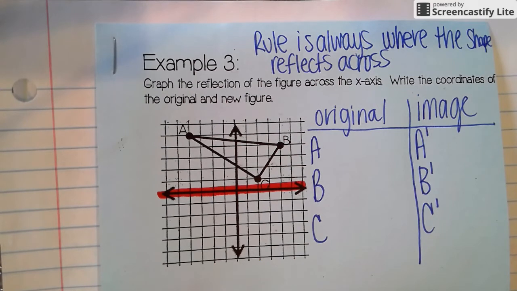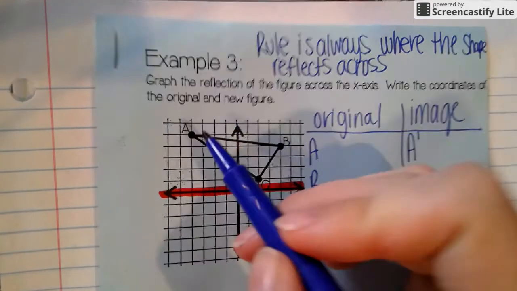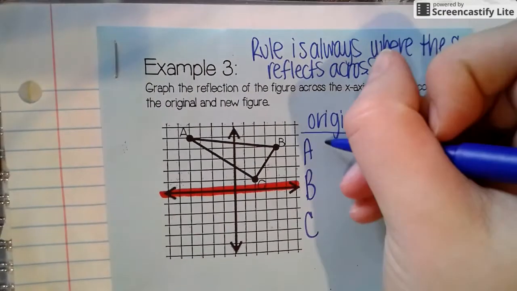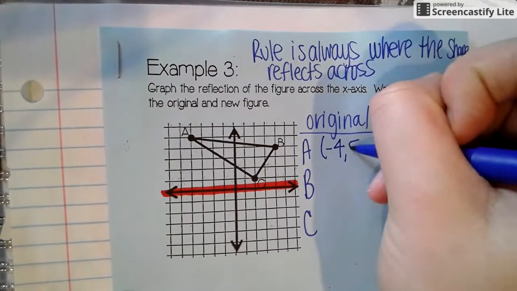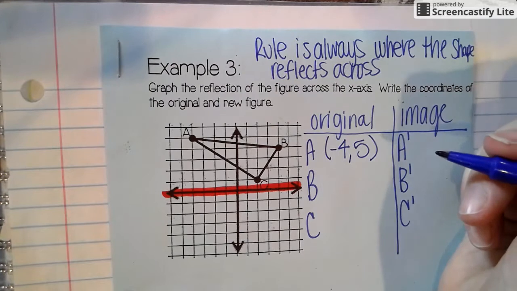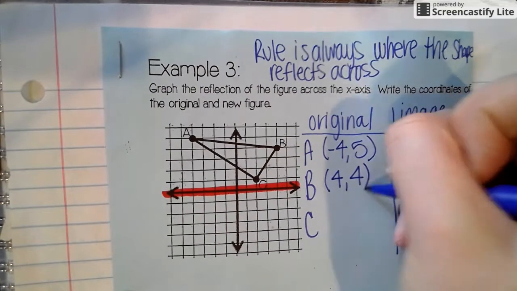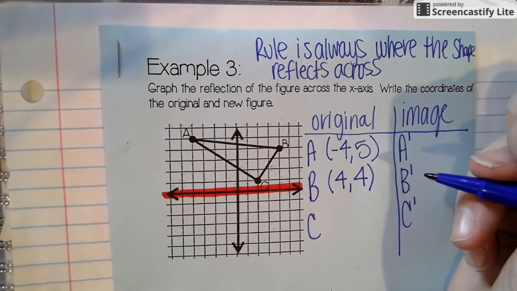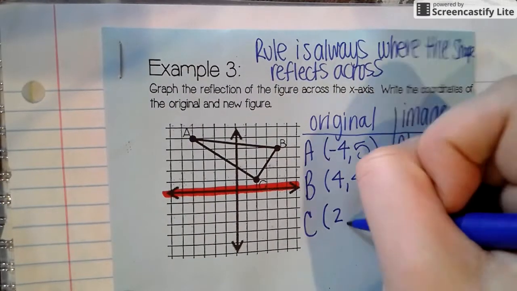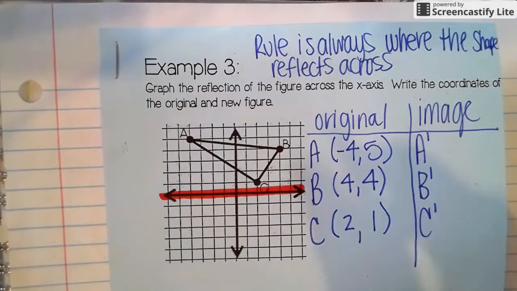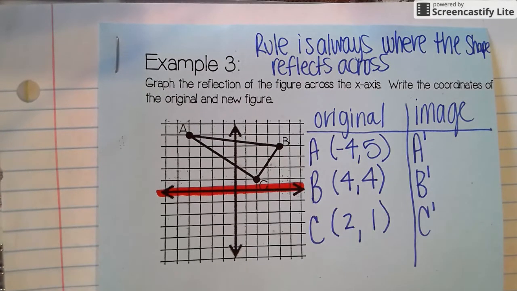Now I want to make sure I always write my original points because that's what it asks in the directions. So if you look at A, it's going to be -4, 5. For B, it's going to be 4, 4. And for C, it's 2, 1. So that's where the points are on the coordinate plane.